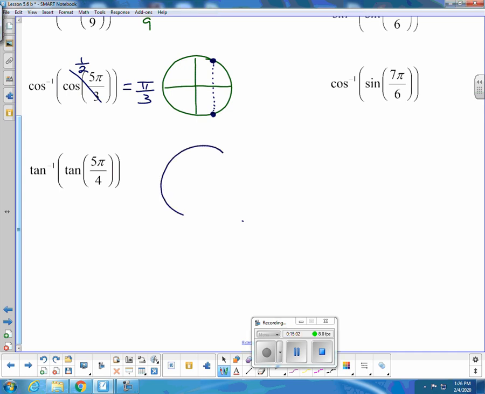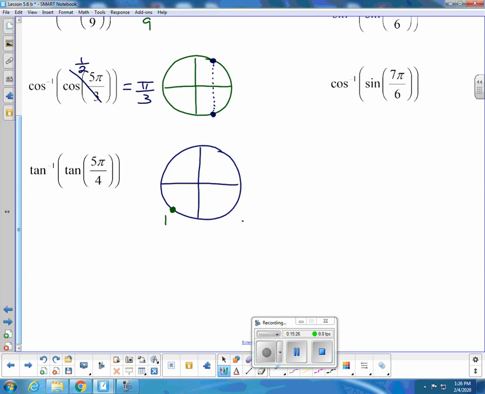Tangent, 5 pi over 4. So the tan inverse of the tangent at 5 pi over 4. 5 pi over 4 is here. What is the tangent at that angle? This equals 1. So we need to be on the right side of the circle. We need an angle from the right side.